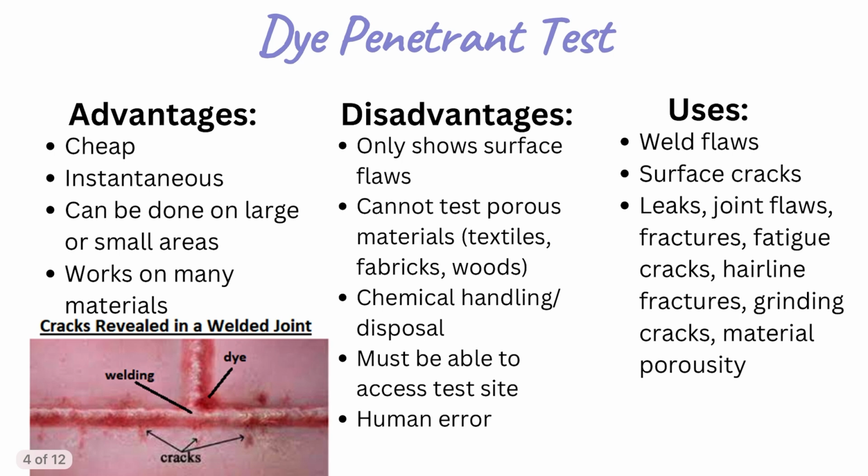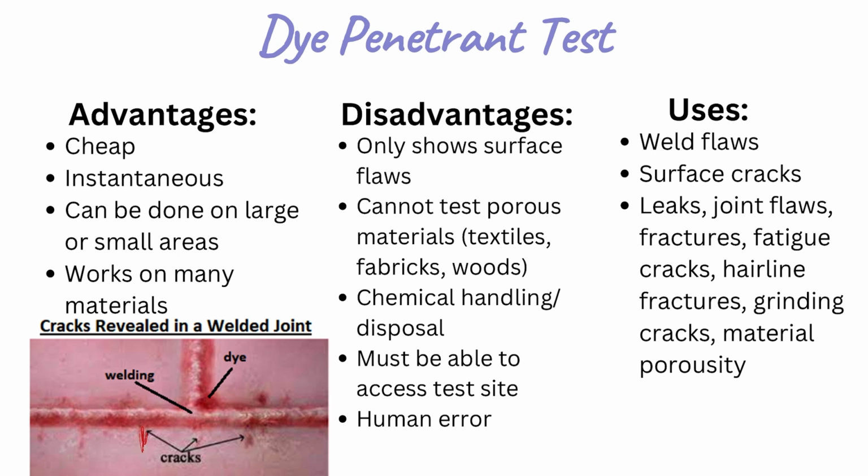So advantages of dye penetrant tests are that they are cheap. They happen instantaneously, so you can do the test, look at it, and see the results. It can be conducted on a large or small area, and it can also work on a variety of materials, whether that's plastics or metals or ceramics. So as you can see in the image just down in the left corner, if you sprayed it onto a welded joint, you can see where the dye has soaked into the little cracks and indicated that there are little flaws along these points here.